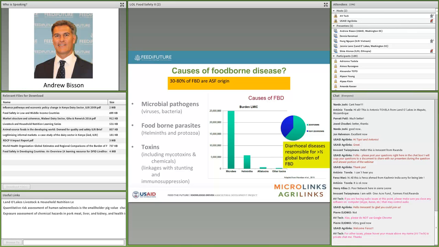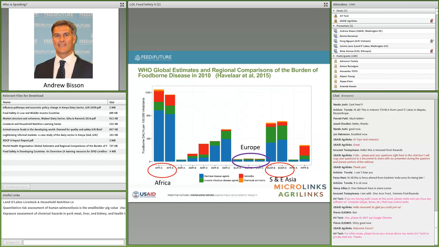The foodborne parasites are also a significant contributor, and toxins, including the mycotoxins, are a significant issue. It may be underestimated in this graphic, and we note very much the linkage between the mycotoxins and stunting and immunosuppression. And that's been the subject of previous AgriLinks webinars, which I refer you to.